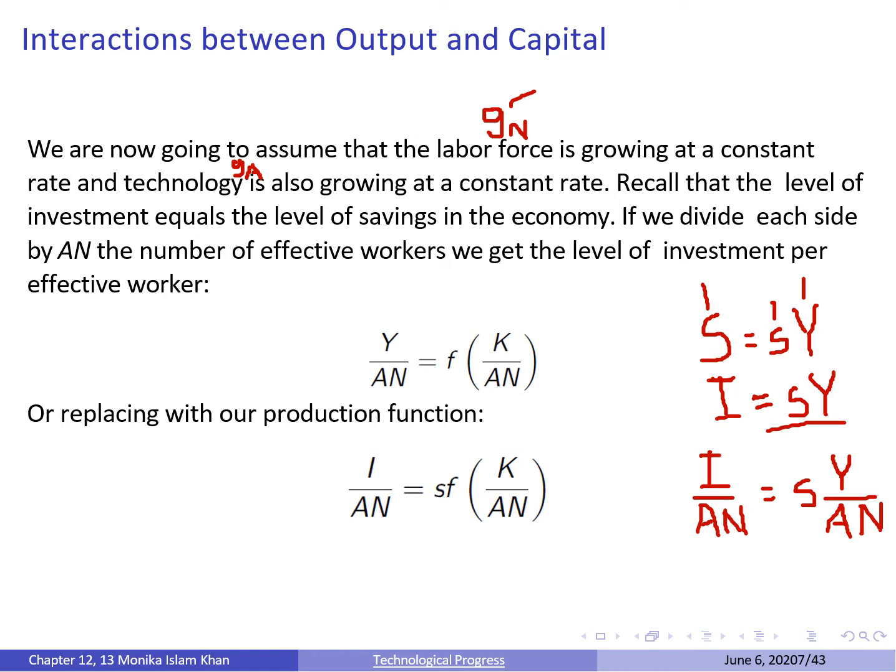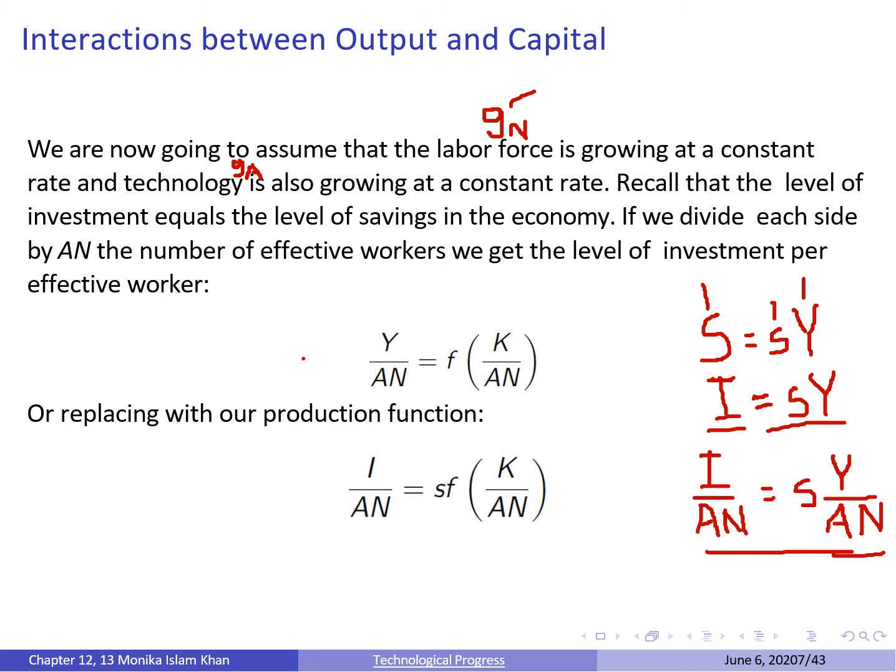Okay, but now we want our variables in effective labor or effective worker terms. So we will divide each side by effective labor to get this equation. So I divided by AN equals s times Y divided by AN.